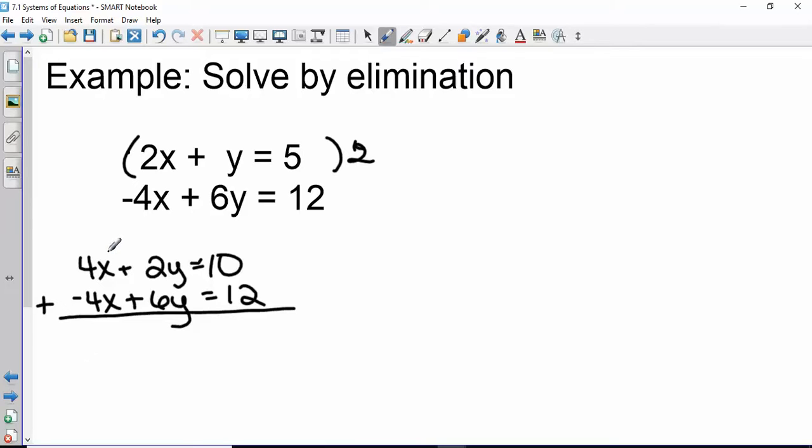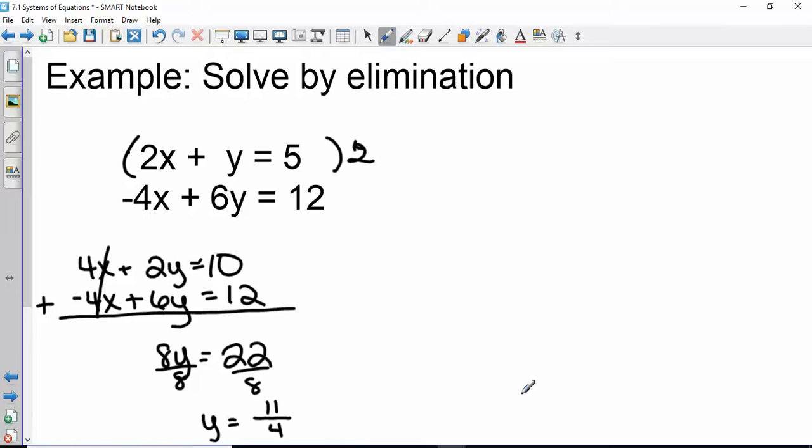Positive 4x and negative 4x cancel. 2y plus 6y is 8y. And that's a 22. Divided by 8. So it's okay to get decimals or fractions. You don't have to have only nice, pretty answers.